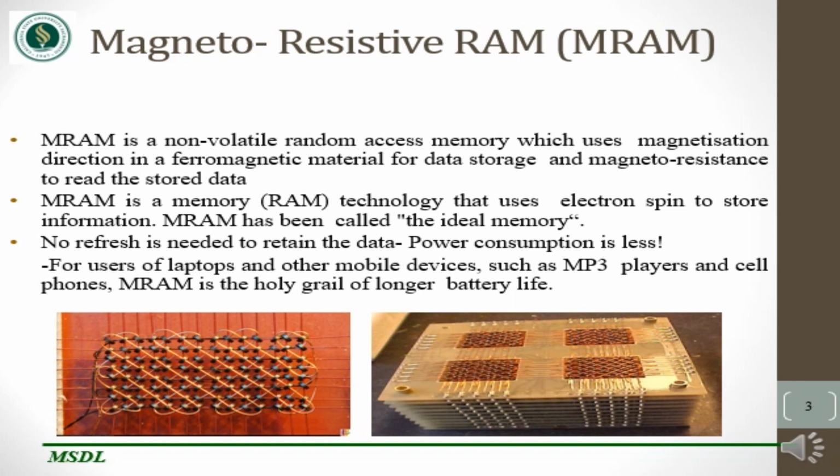MRAM uses magnetism rather than electrical bits to store your data. Therefore, there are no refresh cycles needed to store data. It uses electron spin in a ferromagnetic material, a material which is highly susceptible to magnetization, to store bits of data and magnetoresistance to read the stored data. This is very useful for laptop and MP3 devices which require a longer battery life.